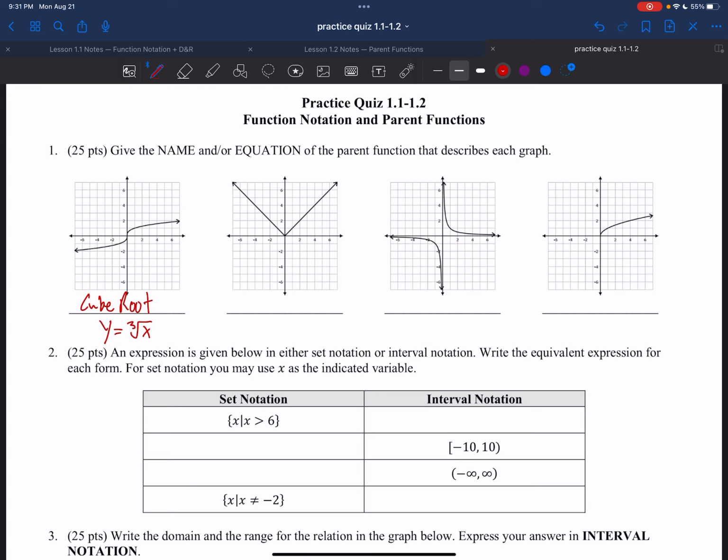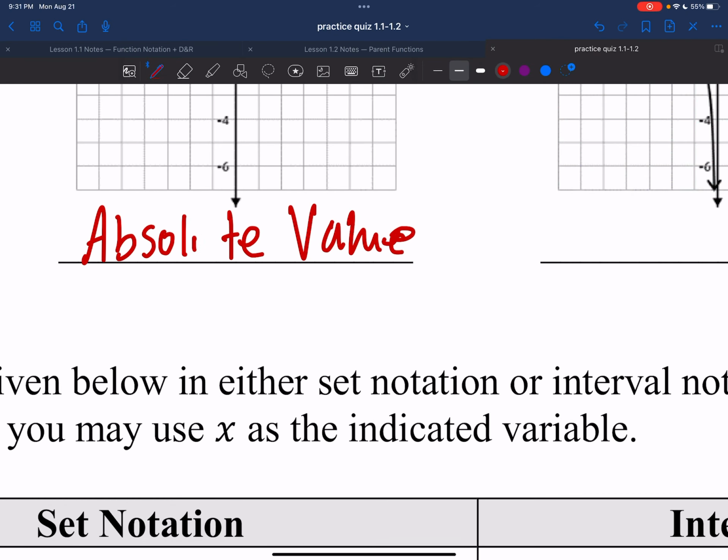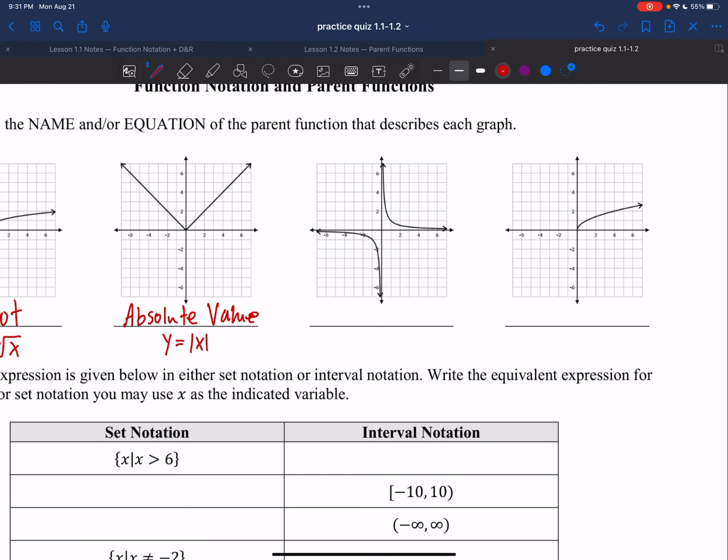I see that iconic V shape. Beautiful, lovely. I say, hey, that's absolute value. So absolute value, that's y equals absolute value x, right? And then the next one, another icon right here, is the rational parent function. You can see with these 2 asymptotes, right? It's the only parent function we have in Algebra 2 with 2 asymptotes, both vertical and horizontal. So I say this is the rational parent function.